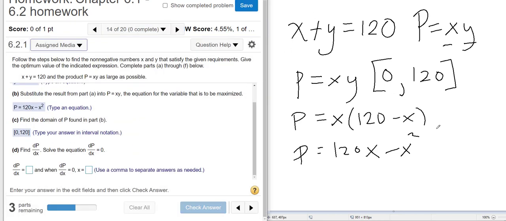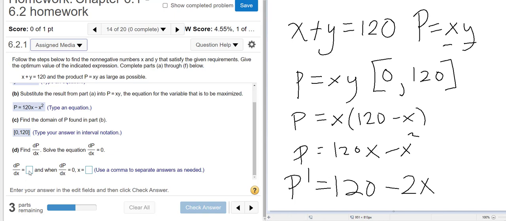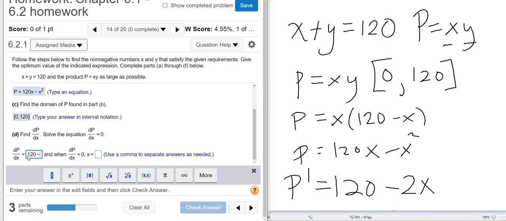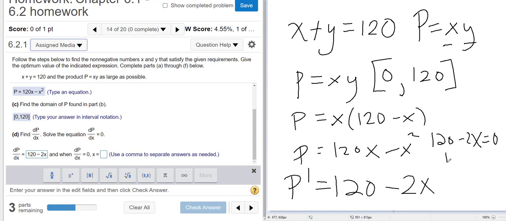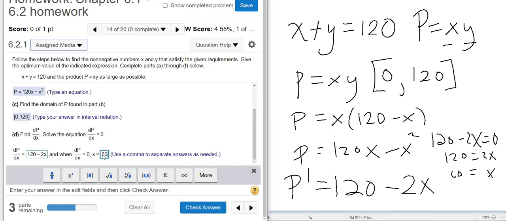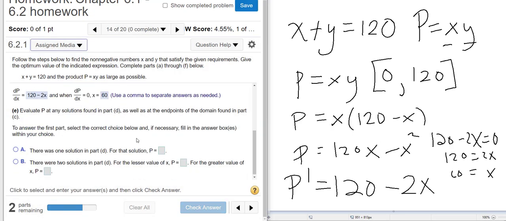The next thing it asks us to find is the derivative of p with respect to x. So that's p prime. That's going to be 120 minus 2x. So that's our derivative. 120 minus 2x. And when it's equal to 0, what is x? Well, if we solve that, 120 minus 2x is 0. That's 120 is 2x, and x is 60. So x is 60. So there was only one solution.